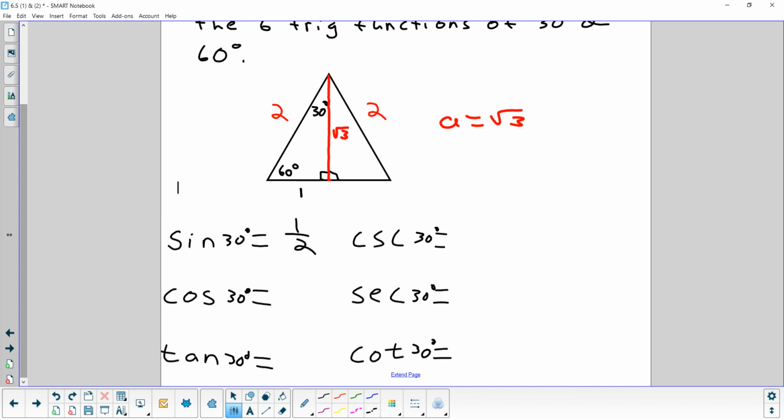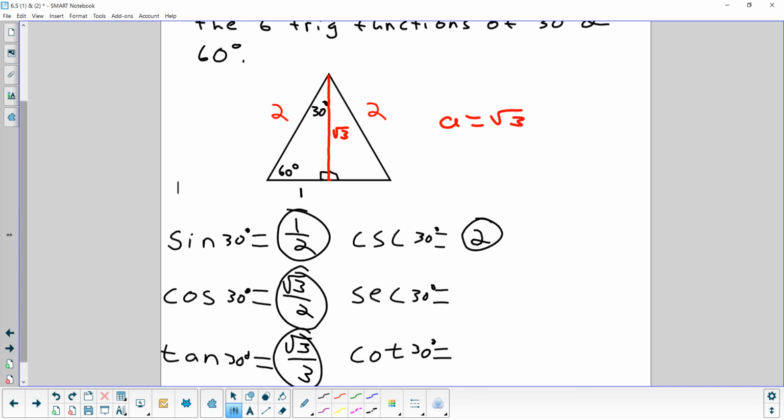Go ahead, Caleb. Square root of 3 over 2. So let's see. It's 30 adjacent over hypotenuse, square root of 3 over 2. Perfect. And the tangent, Madison? 1 over square root of 3, which simplifies to square root of 3 over 3. Okay, Sophie, my cosecant?